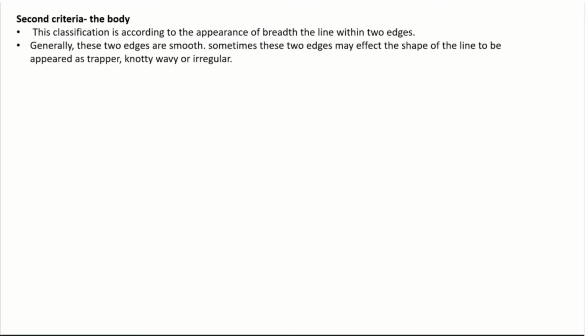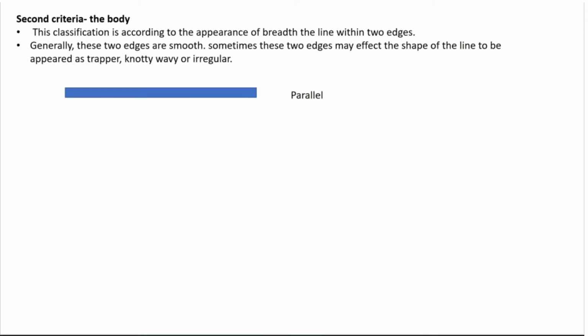The next criterion of the line is according to its body. This classification is according to the appearance of the breadth of the line, which is inscribed within the two edges. Generally these two edges are smooth. Of course, sometimes these two edges may affect the shape of the line. It may be a taper line, or a wavy line, or an irregular one.